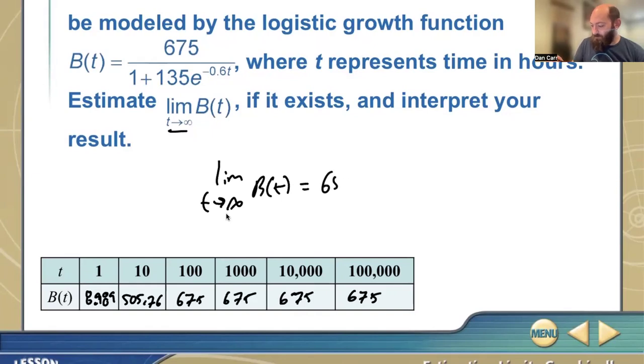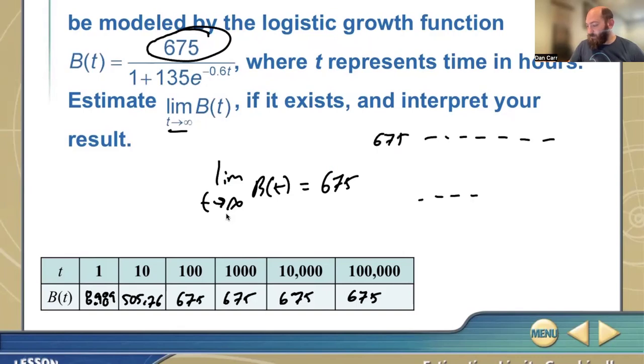Is equal to 675. Okay. The reason why is because this is what's called a carrying capacity with a logistic growth function. This value up here tells us this. If that's 675, this is how the growth looks. It looks something like that, kind of a sideways looking S curve. Okay. I mean, yeah, it looks like an S curve there.